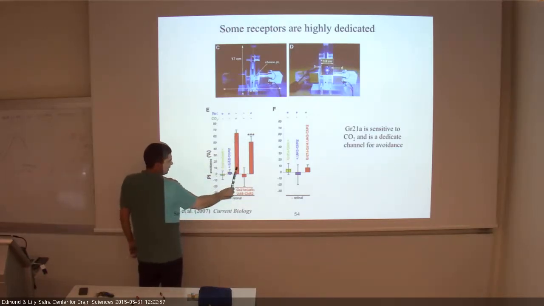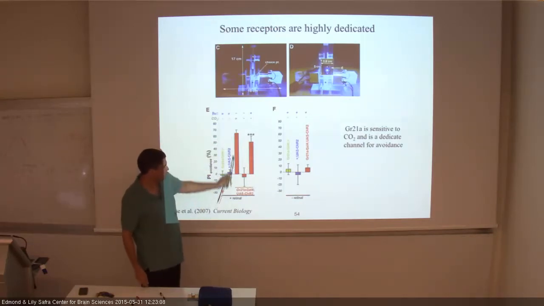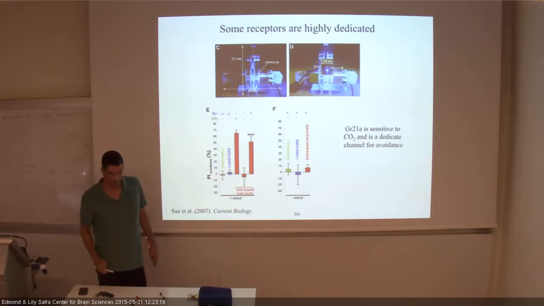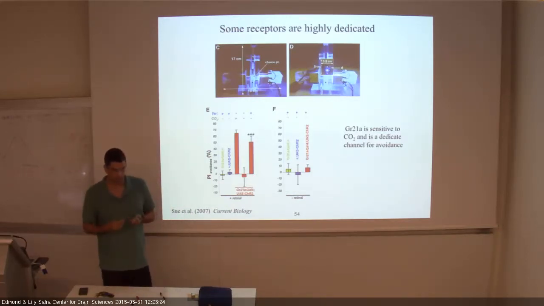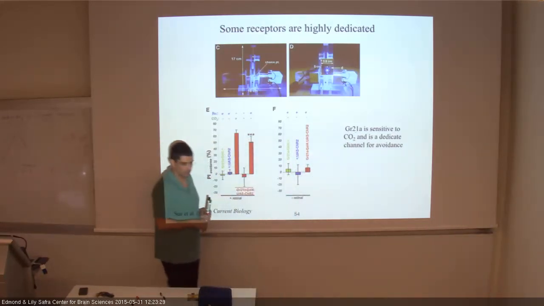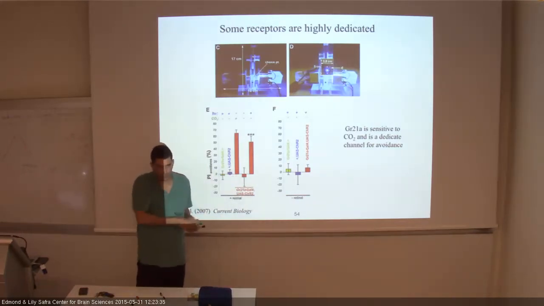If you now take this transgenic fly that has channelrhodopsin in GR21 expressing cells, and you give it CO2, you see it's intact. And if you shine light on it, you see that it will now avoid the side as is. Okay? So this is like a final proof that avoidance through smelling CO2 is channeled through the GR21 odorant receptor that is expressed in the olfactory receptor neurons.